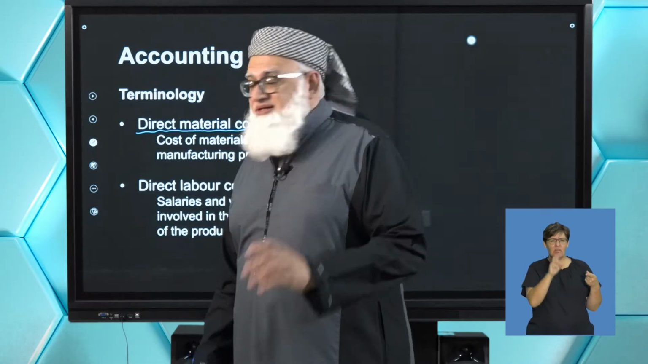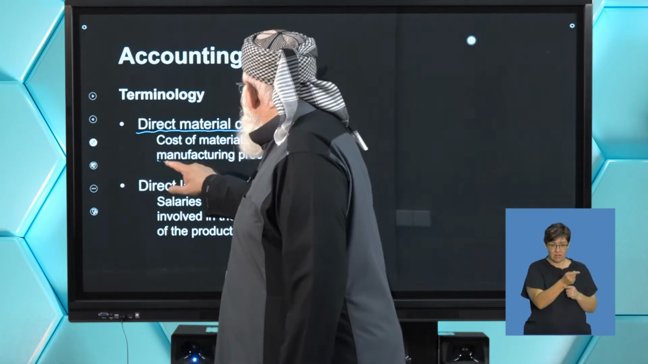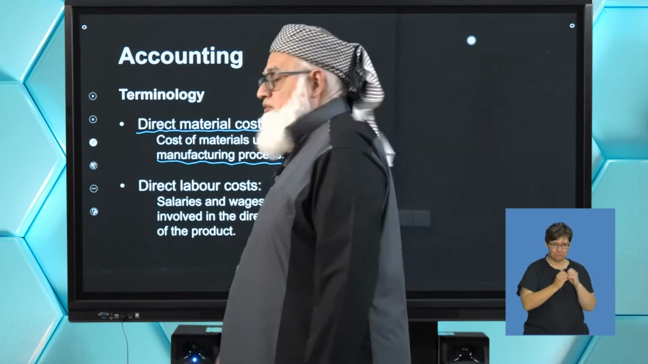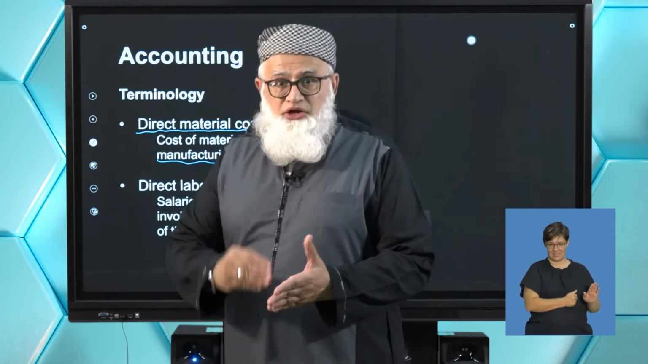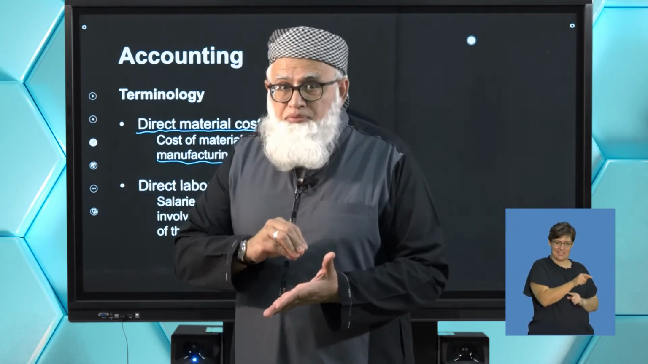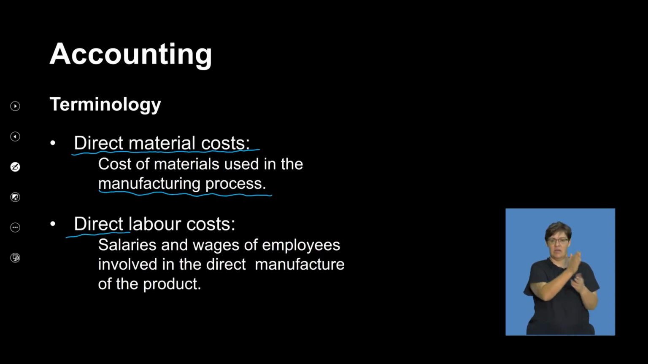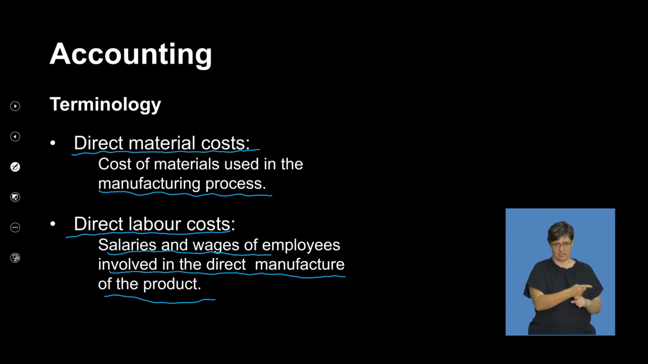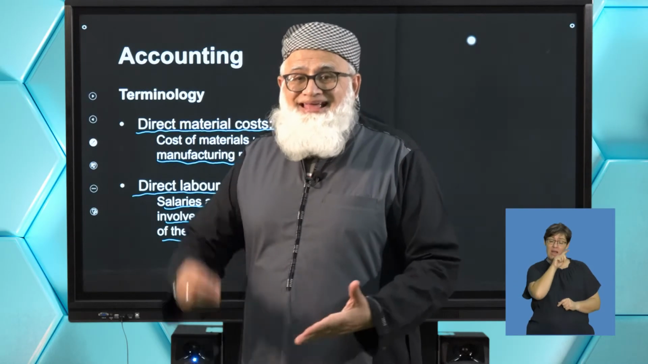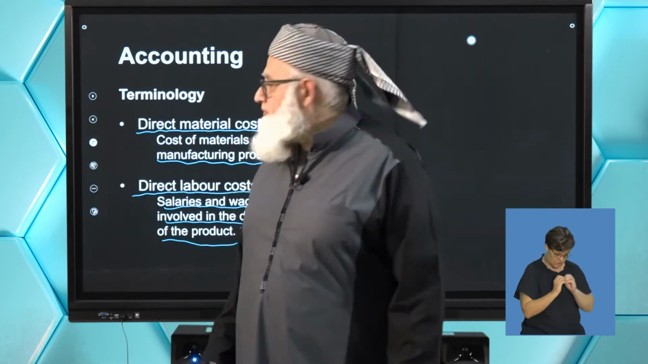We're talking about the materials that we used in the manufacturing process, the direct materials that were used in the process of production. Then your direct labor would obviously be your salaries and wages of employees involved in the direct manufacture of the product. And the word there to take note of is the direct, because those are the people working in the making of the product.